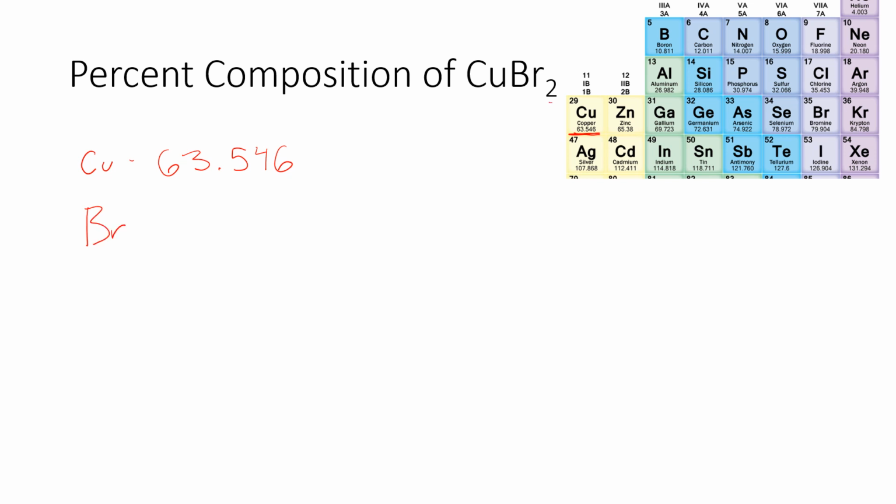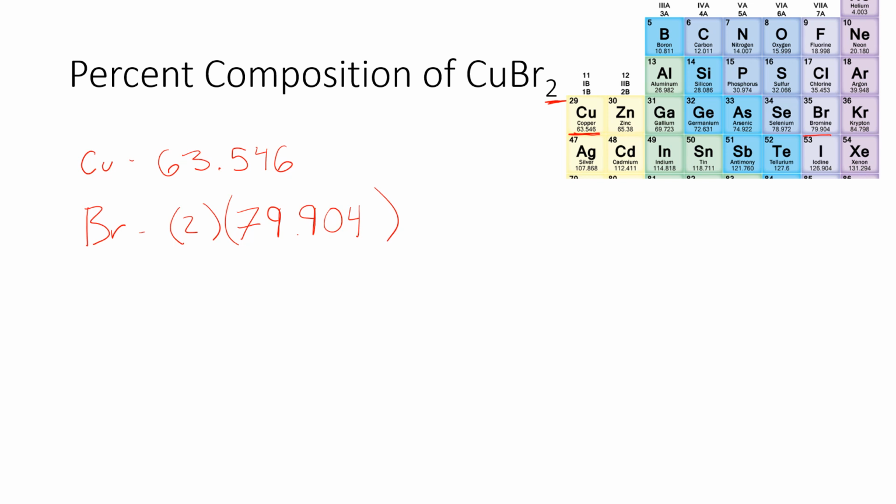Now we see that we have a subscript of 2 here. That means we have 2 bromines. So we're going to take 2 times, and then we're going to go to our periodic table, and we get 79.904.